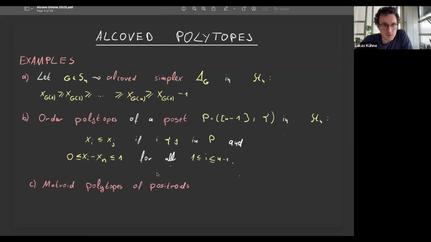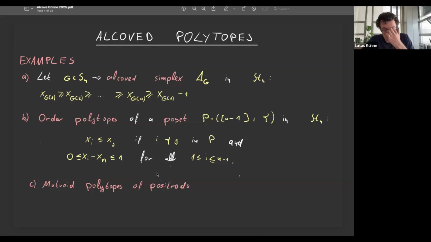So there are a few examples. The one example which will appear later on again is the class of alcoved simplices. Whenever we have a permutation, let's say sigma is a permutation on the set 1 to n, then this gives rise to an alcoved simplex delta_sigma in my hyperplane H_n, where I look at the permutation of the coordinates, and then I demand that x_sigma(1) is greater or equal to x_sigma(2), and so on and so forth, up to x_sigma(n), and then I wrap it up again, this should be greater or equal to x_sigma(1) minus 1. So this defines a simplex, and for every permutation we get such a simplex.